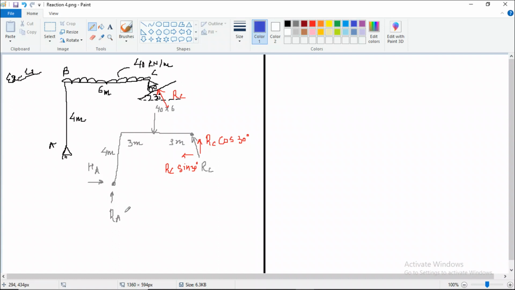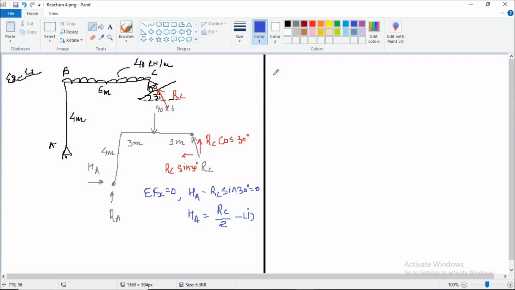So first we will apply summation of Fx is equal to 0. So what we will have in this, we will have HA minus RC sin 30 degree is equal to 0. If I calculate the value of sin 30 degree, HA will be equal to RC divided by 2. This is the one equation that I'll get from the first condition.